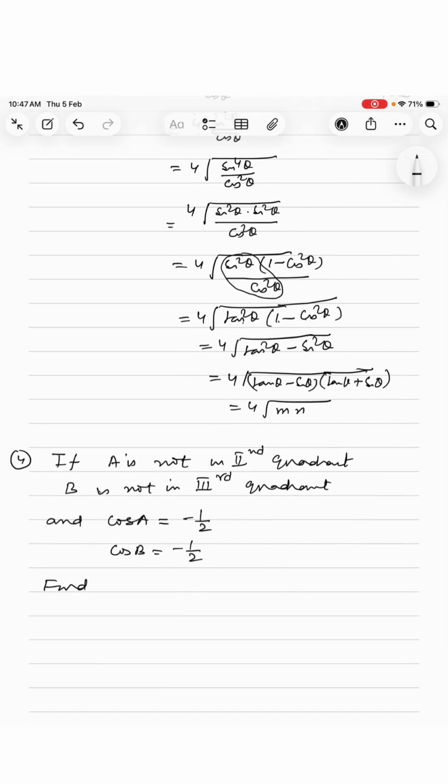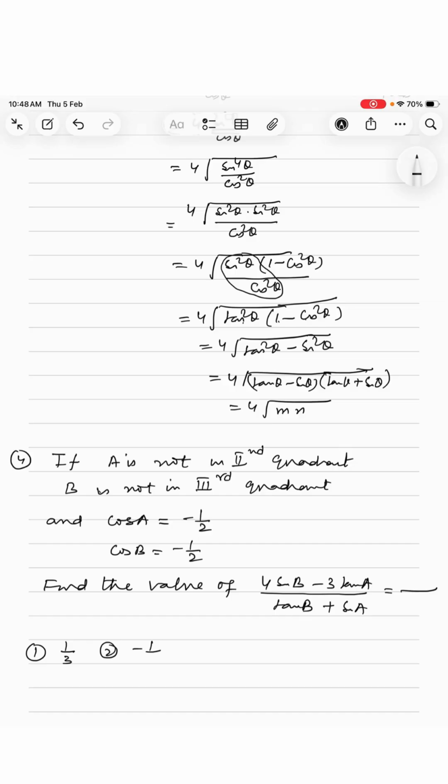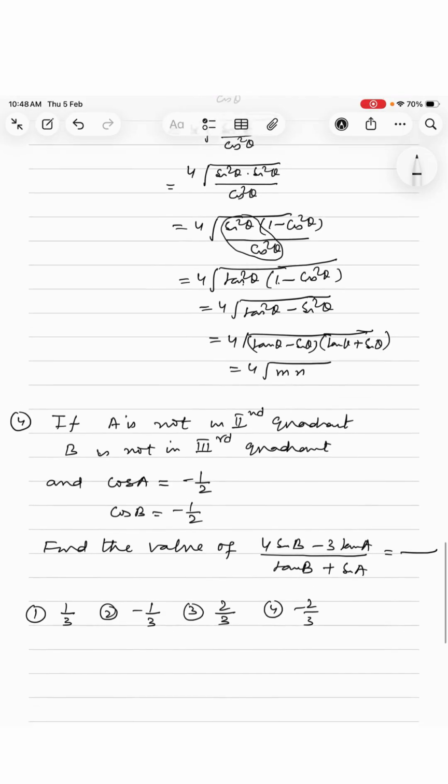We have to find the value of (4 sin B minus 3 tan A) divided by (tan B plus sin A). This is the question. Options given are: first option 1 by 3, second option minus 1 by 3, third option 2 by 3, fourth option minus 2 by 3. Can you solve this basic question of trigonometry? Very, very basic question.